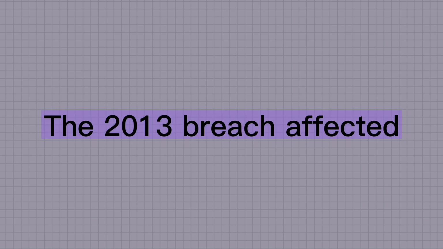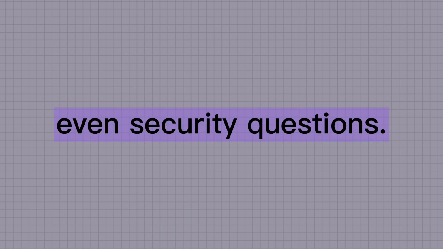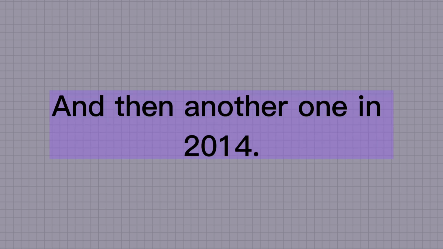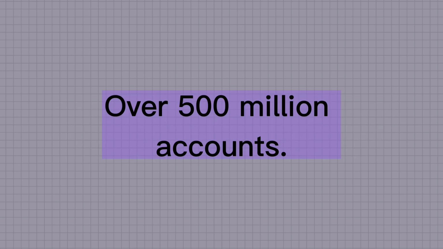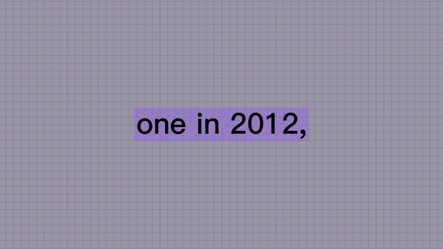Right. Now we have to touch on the history here. Data breaches. Yeah, this is a major red flag for Yahoo. The 2013 breach affected all 3 billion accounts. Names, emails, phone numbers, hashed passwords, even security questions. 3 billion. And then another one in 2014. Yes, over 500 million accounts. Similar data. Believed to be state-sponsored, and there was an earlier one in 2012, too.